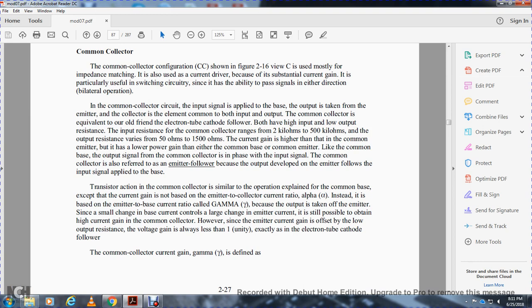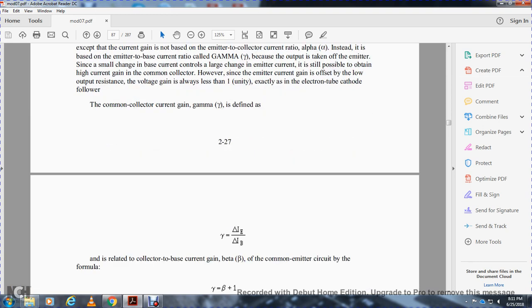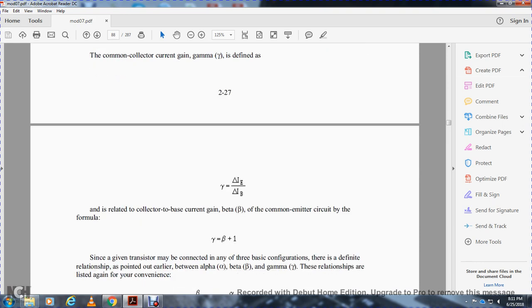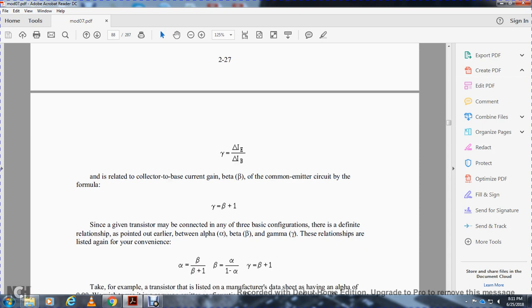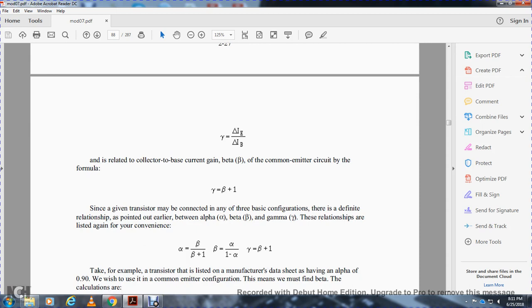The common collector current gain, or gamma, is defined as gamma equals the emitter current in amps over the base current in amps. Related to the current gain of the common emitter circuit, beta, gamma is equal to beta plus 1. So given a transistor connected in the three basic configurations, the relationships pointed out earlier among alpha, beta and gamma are listed again for convenience. Alpha is equal to beta over beta plus 1, or beta is equal to alpha over 1 minus alpha, and gamma is equal to beta plus 1.